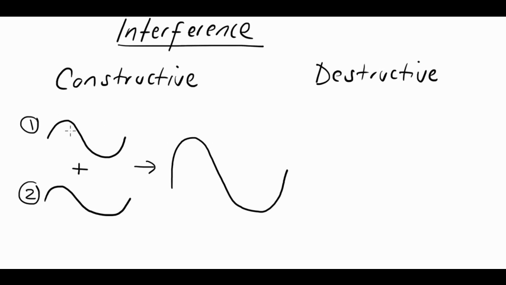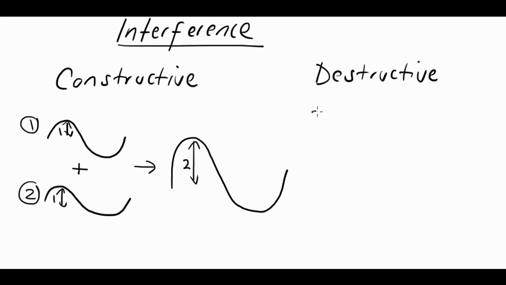To make this correct, if this had an amplitude of, say, 1, and this had an amplitude of 1 as well, then the amplitude of the resultant wave would be 2. So when two waves meet in phase, they will constructively interfere, and the result will be a wave that is larger in amplitude than the original wave. Now the opposite is also true.